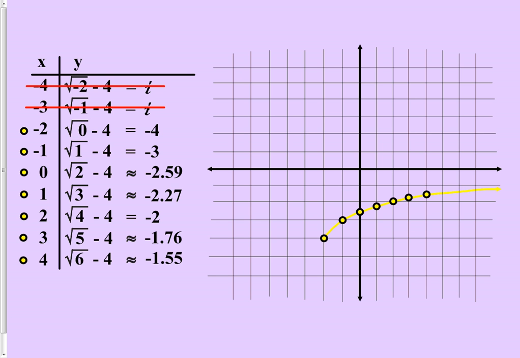You pick your values of the variable that's underneath the radical. You pick values for that variable. You plug them in and find out what is the corresponding value for the other variable. Then you can graph and connect the dots, and you're done.